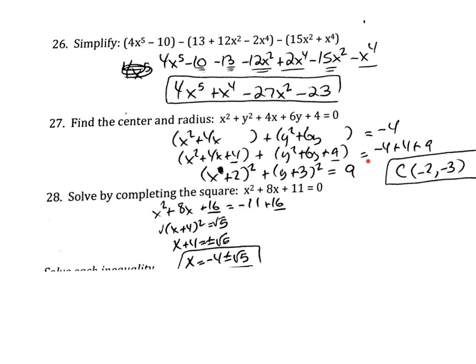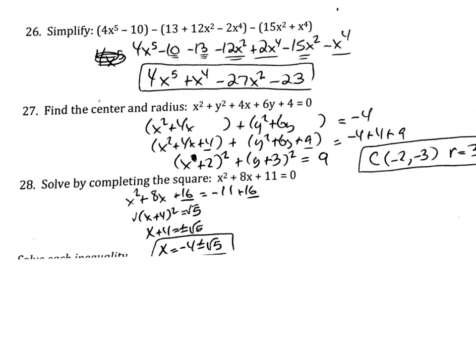On the right-hand side, just add those numbers. You get 9. Over here, remember, whatever half was goes in here. Whatever half was goes in here. Your center is the opposite and the opposite, -2, -3. I think the radius is there too. Yeah, the radius is not 9. Remember the radius, that's r squared. It's the square root of 9, which is 3.